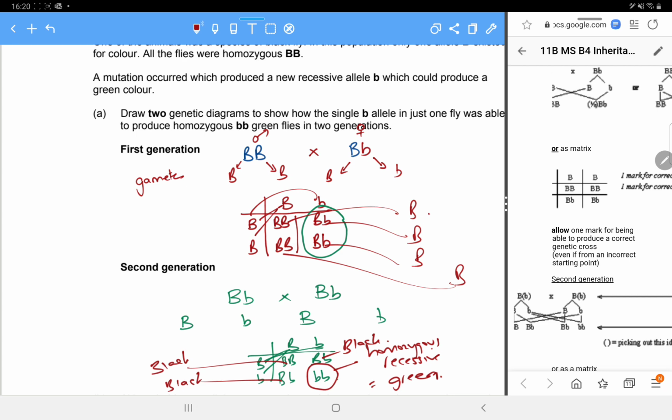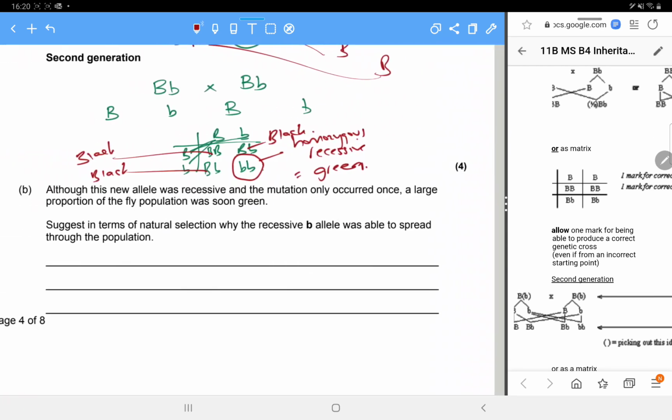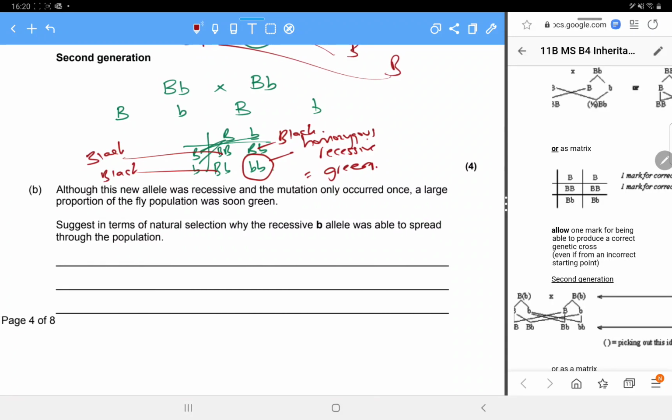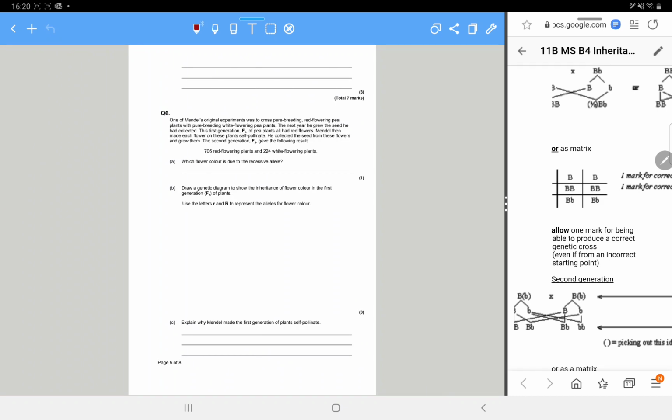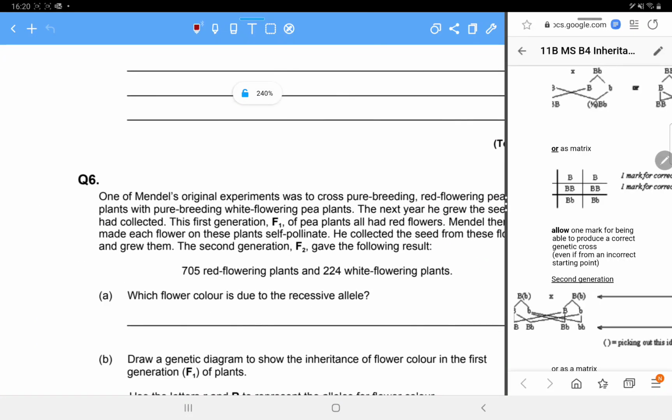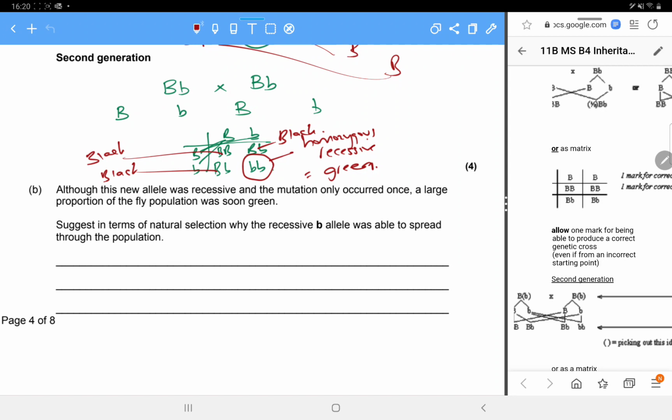Okay, now moving on. Although this new allele was recessive and the mutation only occurred once, a large proportion of the fly population was soon green, suggesting in terms of natural selection why the recessive b allele was able to spread through the population. Now, I'm interested to see how many marks this is. So this is 3 marks, okay? And so with that in mind, we need to put 3 good points in. And this is about natural selection and our exact process. We've already seen what the mutation is in the formation of the small b.